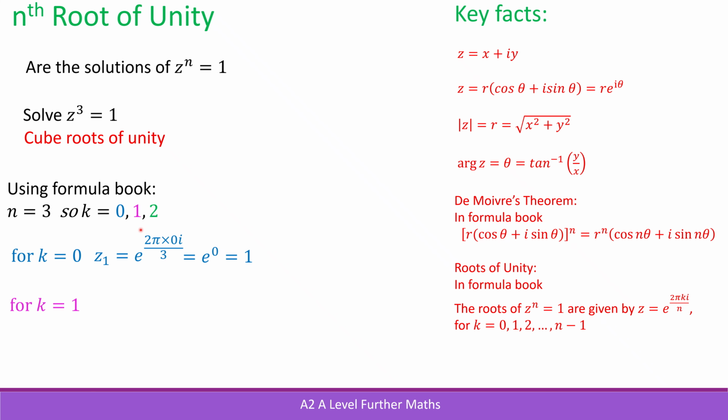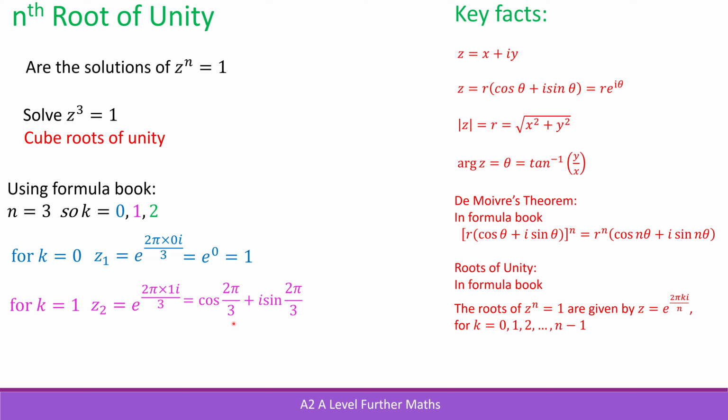I'm going to do a similar thing for k equals 1. So I'm going to replace this 0 with a 1. So I've got 2 pi times 1i over 3. So we've got to write this using this form here in order to work out the answer. So we've got 2 pi by 3, so I can replace theta with 2 pi by 3. So that's the same as cos of 2 pi by 3 plus i sine of 2 pi by 3.